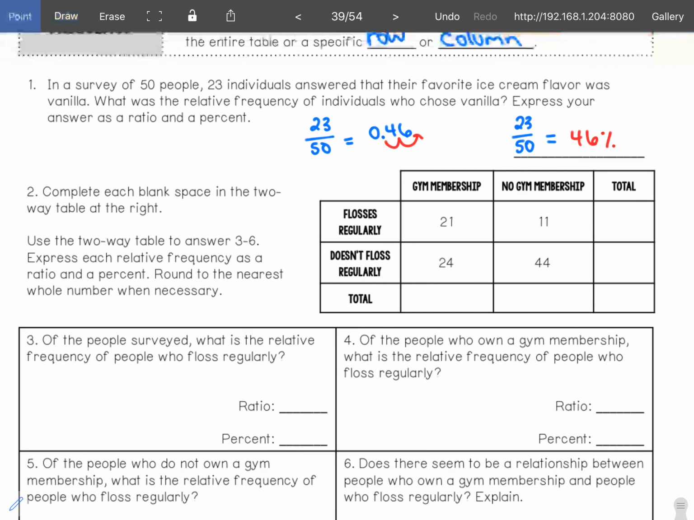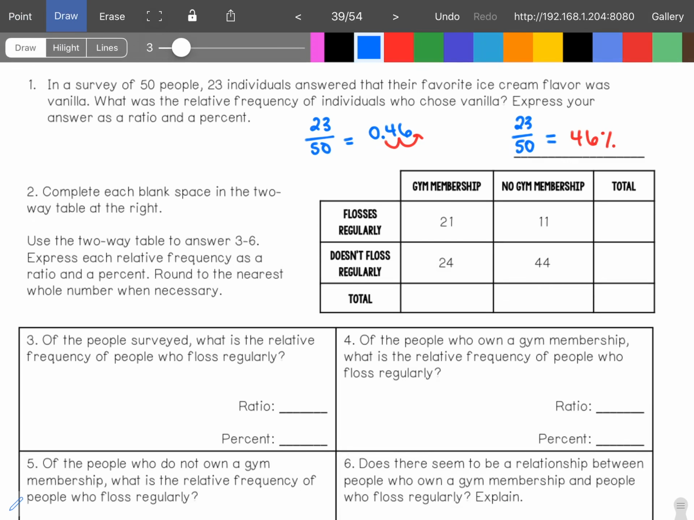So if we look at just the people that floss regularly, we've got 21 and 11, so we have to add those up to get this total over here. So 21 plus 11 would be 32. And then the people that don't floss regularly, who probably have to go to the dentist a lot, 24 plus 44 would be 68. And if we add straight down, that gives us a total of 100.